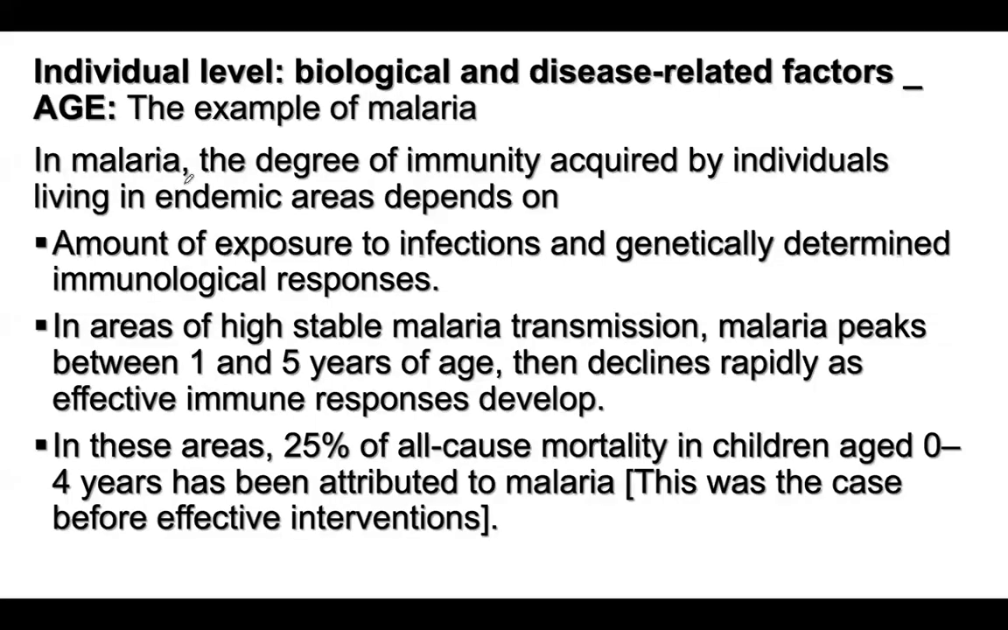Anyway, the point I'm trying to bring home is that there are some diseases that just by the fact that you are older or you are younger, you will be much more prone to them than others, right? So for example, in malaria, the degree of immunity acquired by individuals living in endemic areas, remember this is different, right? So endemic areas, this is an environmental factor, and you're talking about biological factor. It depends on amount of exposure of infections have genetically determined immunological responses. So your genes have decided that if you live in an endemic area with malaria and get multiple exposures, you are going to get a particular response, right?